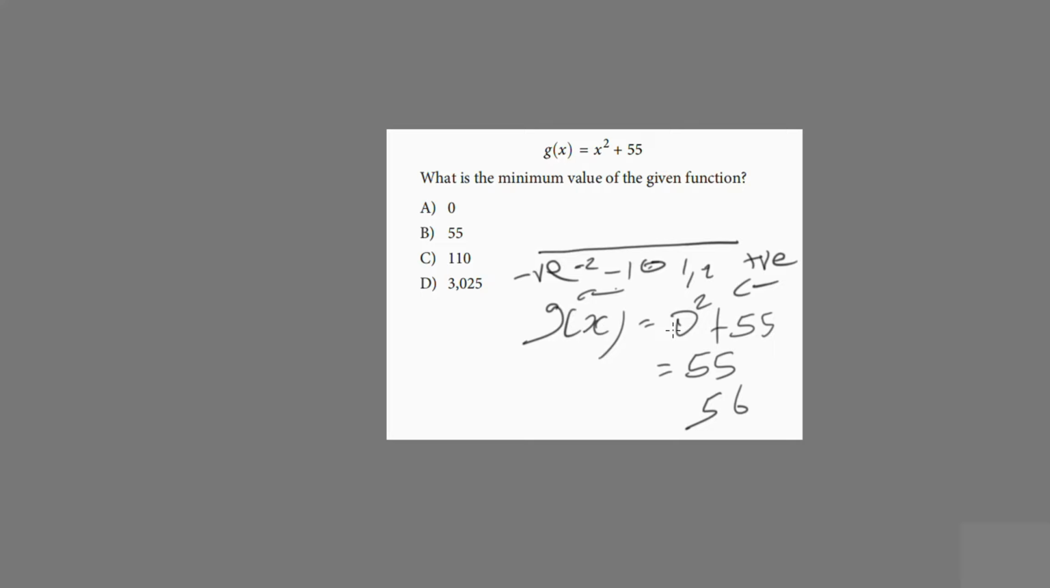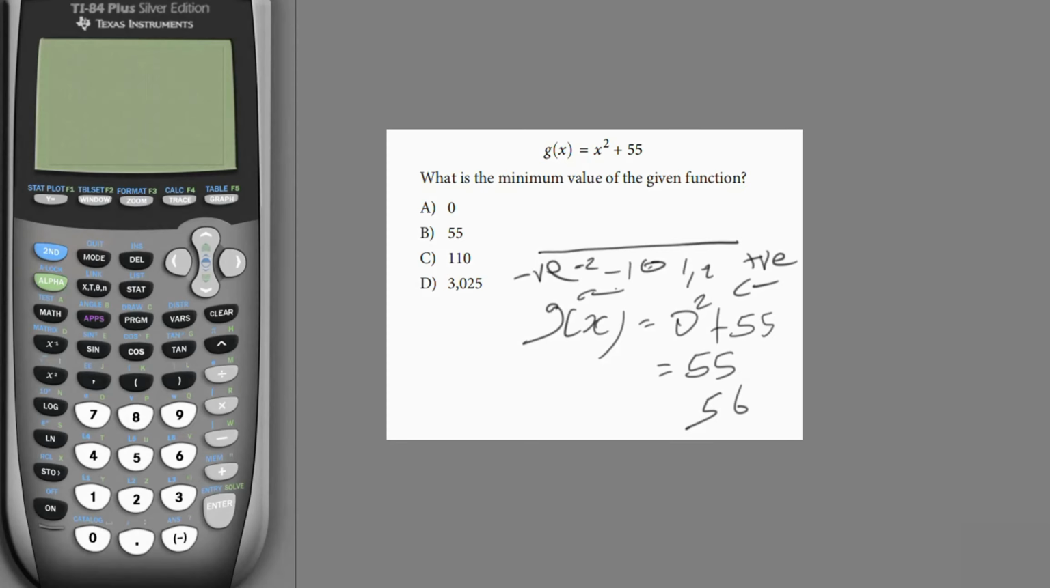So this shows us that the right answer to this question is option B, 55. What is the minimum value of the given function? The minimum value is 55 when the value of x is 0. Alright, so we don't need a calculator to solve this.